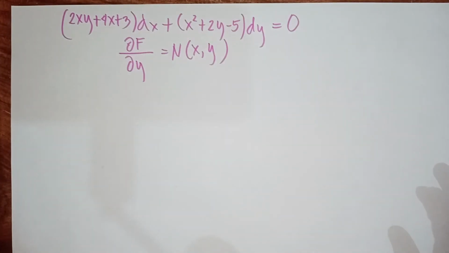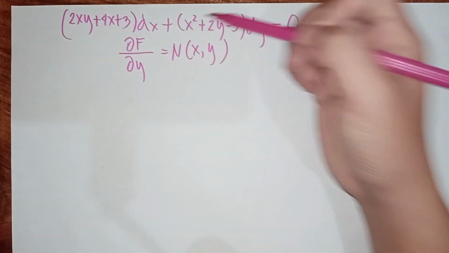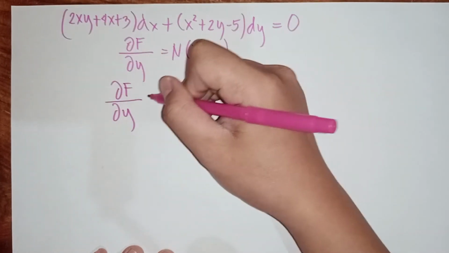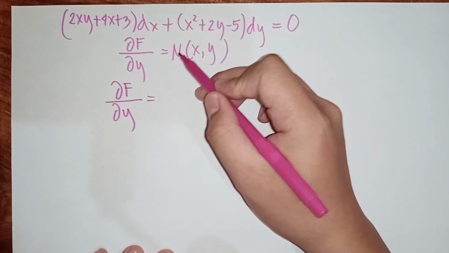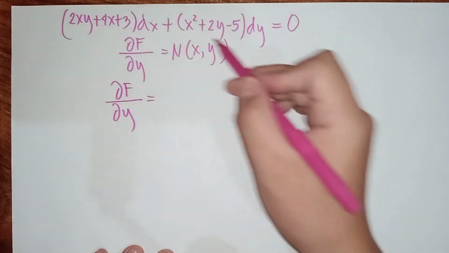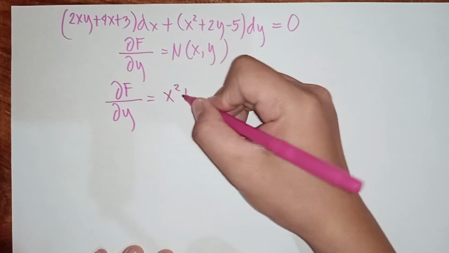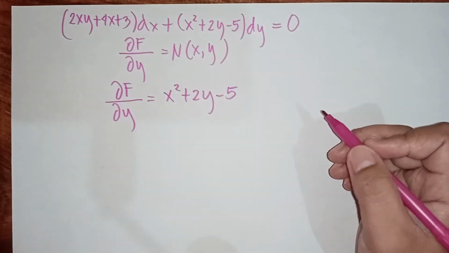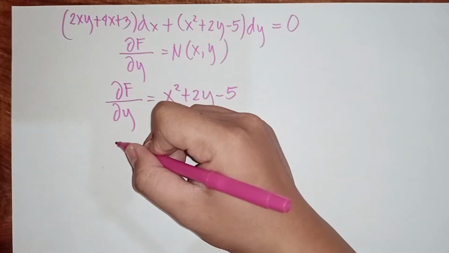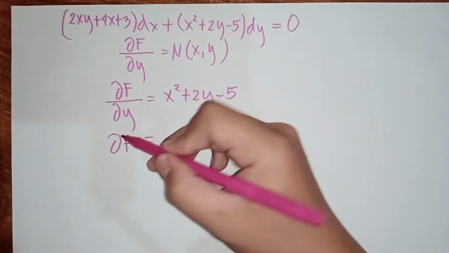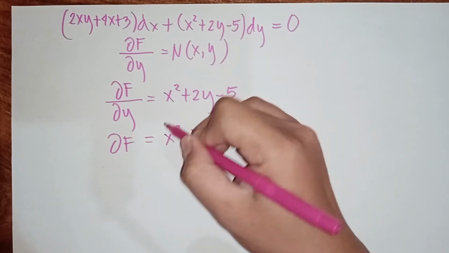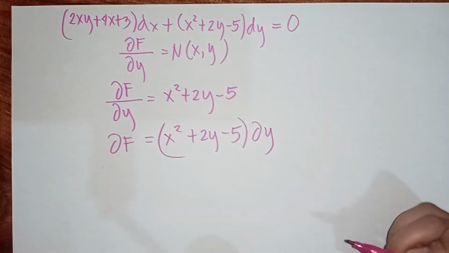Okay, the next one we will solve is the partial derivative of f with respect to y is equal to n. So, this is equal to the partial derivative of f with respect to y is equal to, so the value of n, so our n here is the function with dy. So, this is our n. So, we have x squared plus 2y minus 5. So, let's just get the value of f. So, by cross multiplication, this is equal to the partial derivative of f equals x squared plus 2y minus 5 times the partial derivative of y.